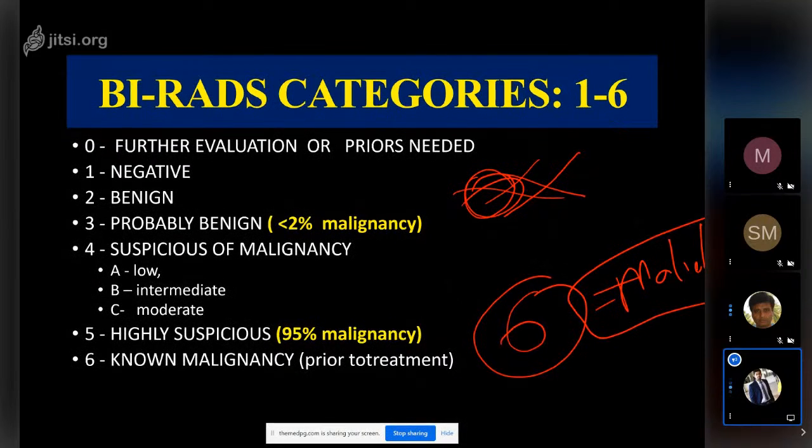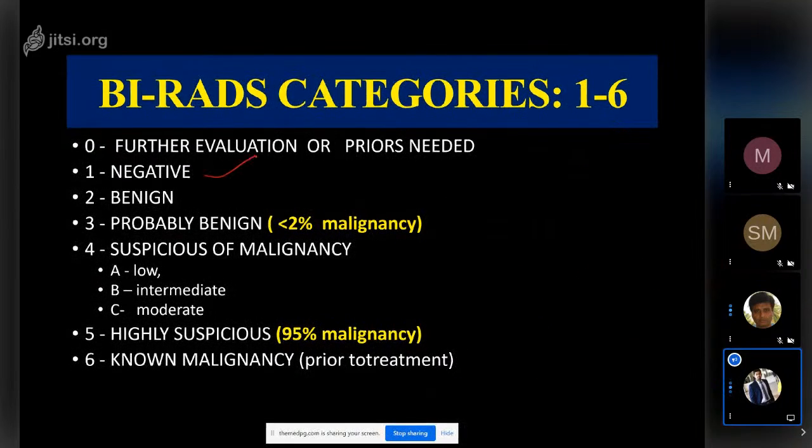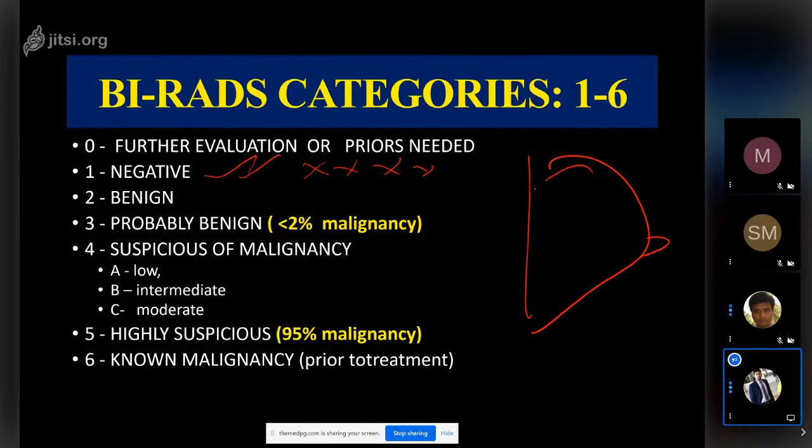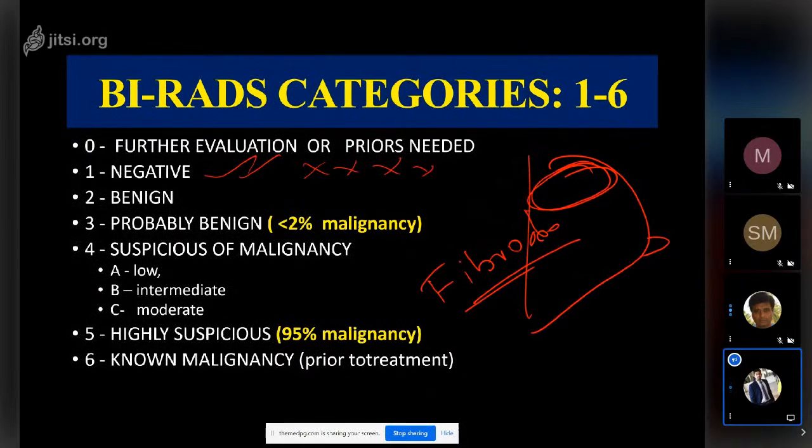Now, if you see 1, what is 1? 1 is negative. That means there is no lesion at all. The entire breast appears normal. But if I see a well-defined rounded nodule, looks like breast fibroadenoma, which is a benign condition, then we give it a grade of 2. So BIRADS 2 is nothing but a benign lesion in the breast. We are very sure it is a benign lesion.